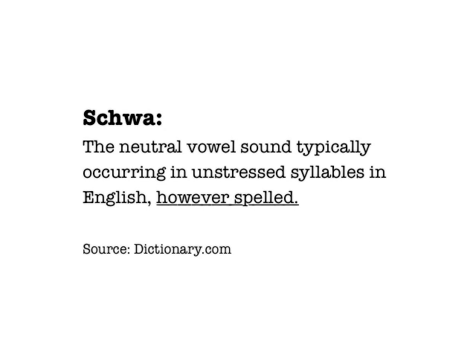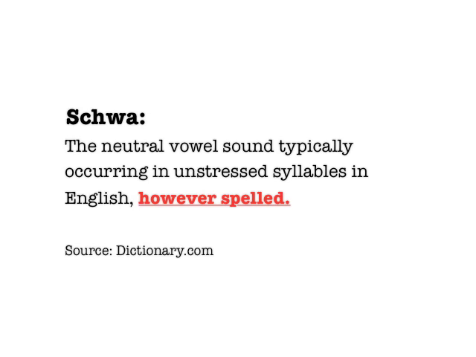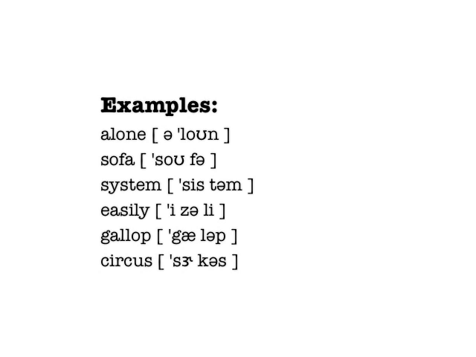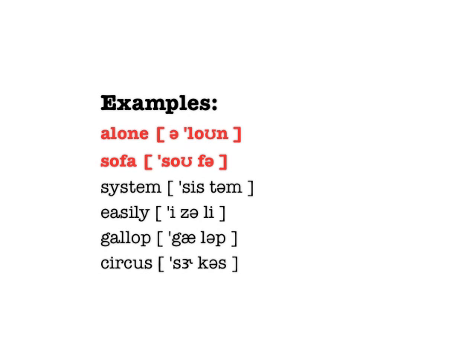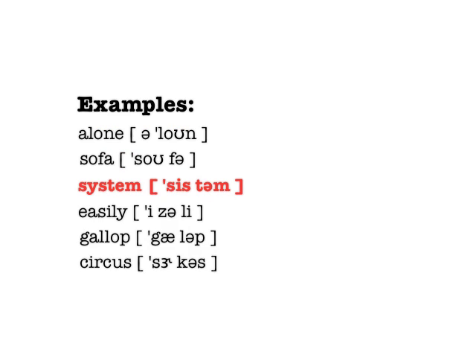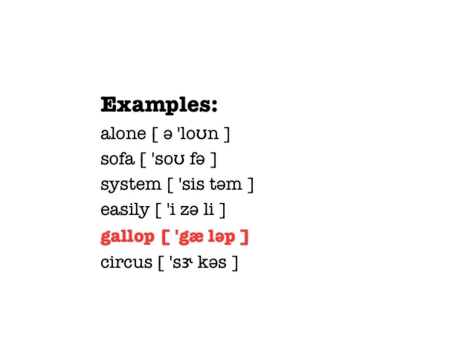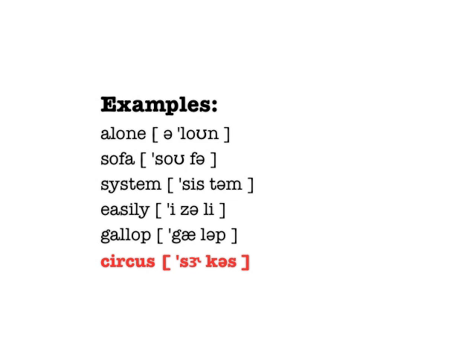Let's turn our attention briefly to the last part of the Dictionary.com definition, however spelled. This comes back to the important distinction between letters and sounds. Any vowel letter can be a schwa in English. The examples Dictionary.com gives are the A's in alone and sofa, the E in system, the I in easily, the O in gallop, and the U in circus.